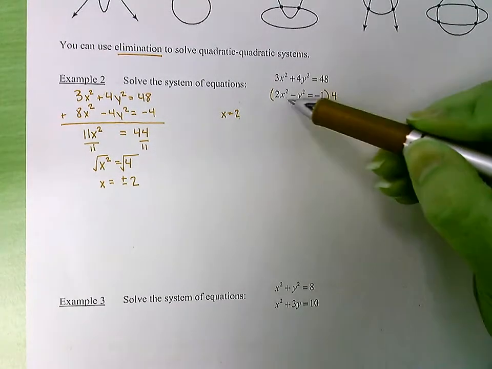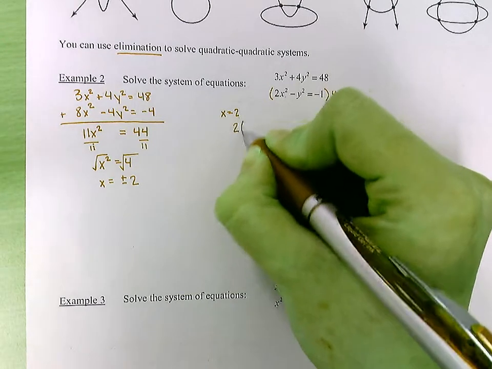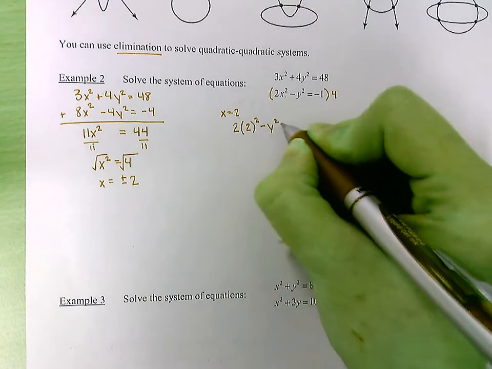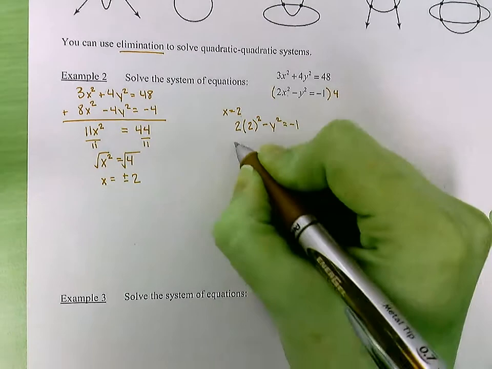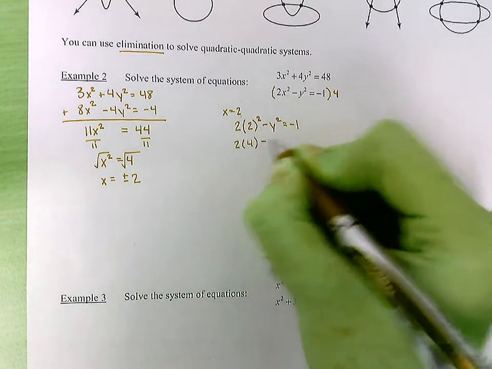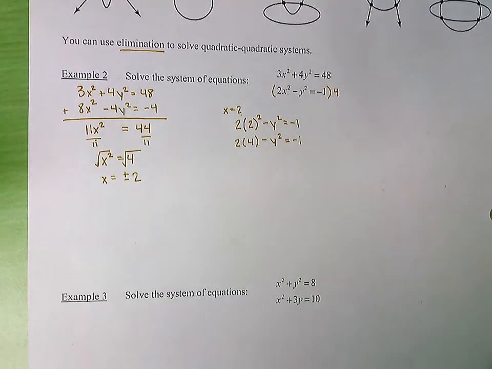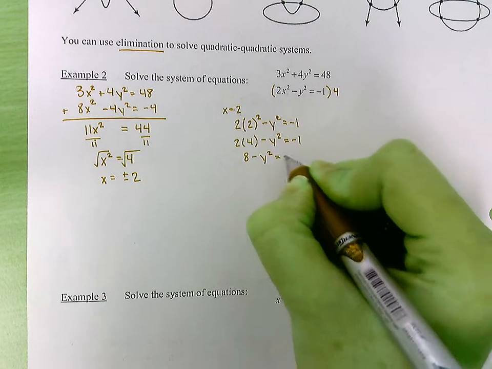So I'm plugging in 2 for x. I'm going to use this bottom equation. So I have 2 times 2 squared minus y squared equals negative 1. From here, I need to solve for y. So I have 2 times 4 minus y squared equals negative 1. So we have 8 minus y squared equals negative 1.